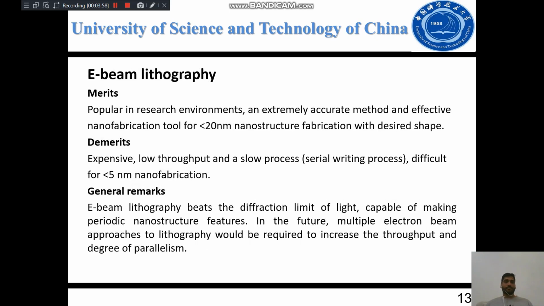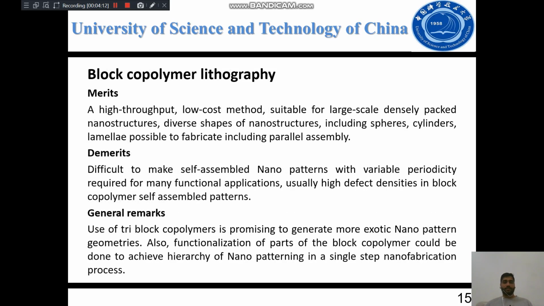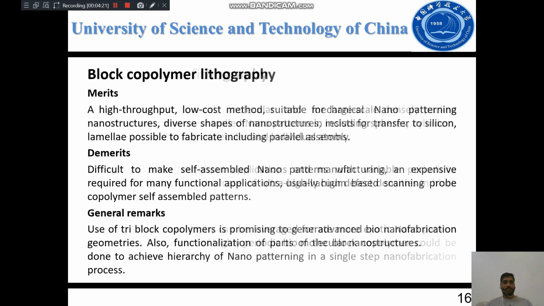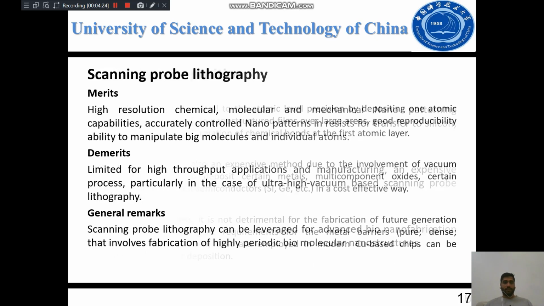Here are the merits and demerits of e-beam lithography, as well as general remarks. Soft and nanoimprint lithography: here we describe the merits, demerits, and general remarks about that particular method. Block copolymer lithography: there are the merits, demerits, and general remarks. Scanning probe lithography: merits, demerits, and general remarks.